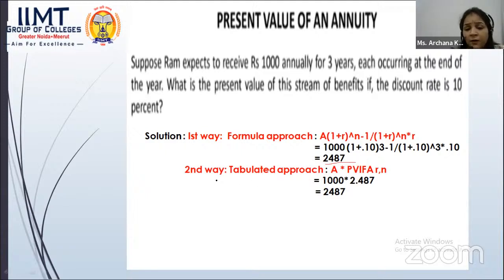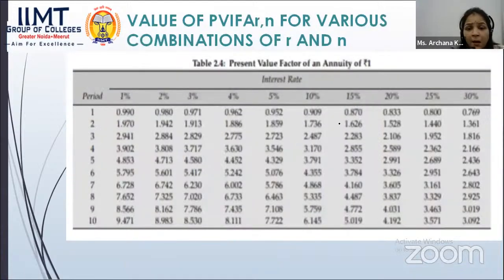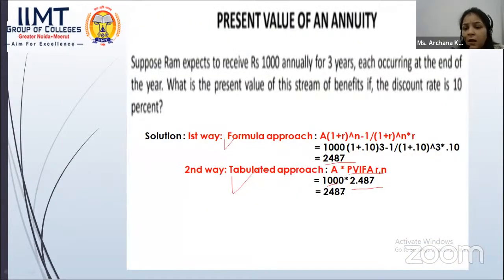If it is difficult, you can use the tabular approach, but this time you will have to apply the PVIFA table, that is the present value interest factor annuity table, for interest rate R and number of years n. In this case, we have 1,000 rupees which we are getting, and 2.487 is the table value, which we can see with the help of the next slide. Number of years is 3 and interest rate is 10, so we get 2.487. We can easily use this figure in the question, and we get the answer 2487 as simple.